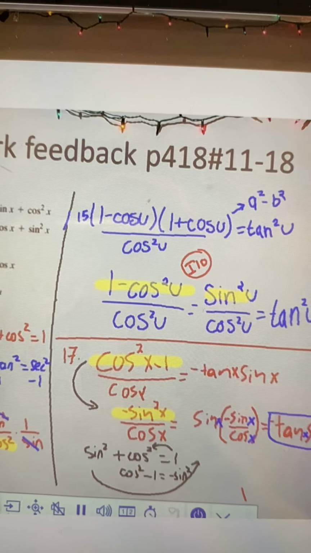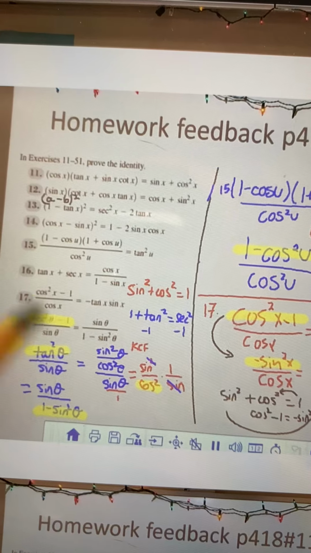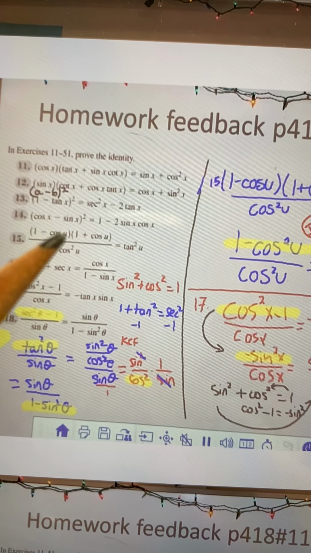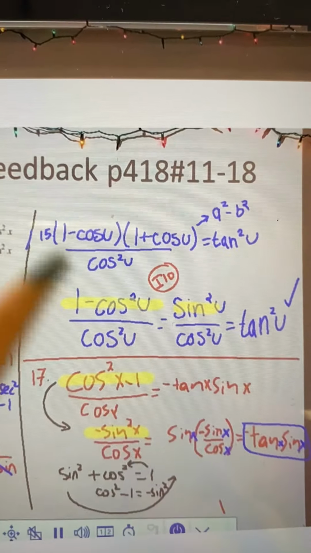Number 15. If you take a look at number 15, you can see there's something to use right here. Again, special identity, a minus b, a plus b, which turns into a squared minus b squared. So 1 squared is 1 minus cosine squared over cosine squared. And 1 minus cosine squared, identity 10, is sine squared. So sine squared divided by cosine squared is tan squared. That's what we were looking for.